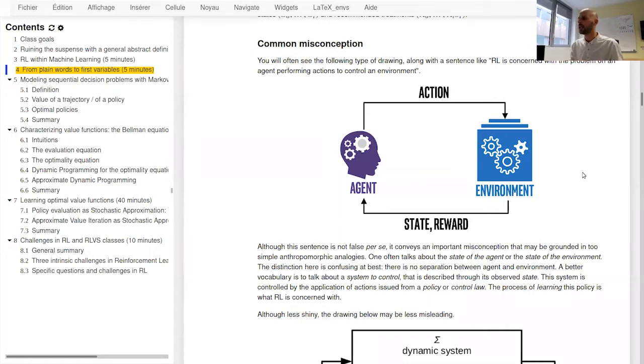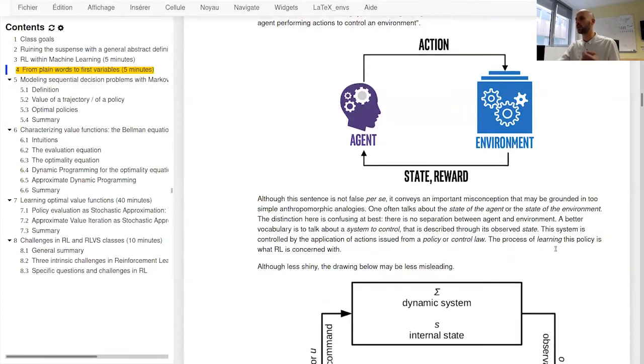And generally people write that the agent state is the position of the agent. And at some other places, people write that the environment state is characterized by some variables. This distinction here between agent and environment is confusing at best because there is no separation between agent and environment. A better vocabulary is probably to talk about a system to control that is described through its observed state. This system, in turn, is controlled by the application of actions issued from a policy or control law. So the process of learning this policy is really what reinforcement learning is concerned with.